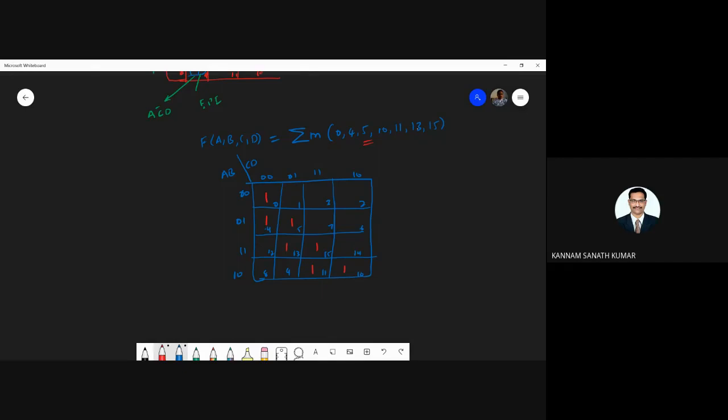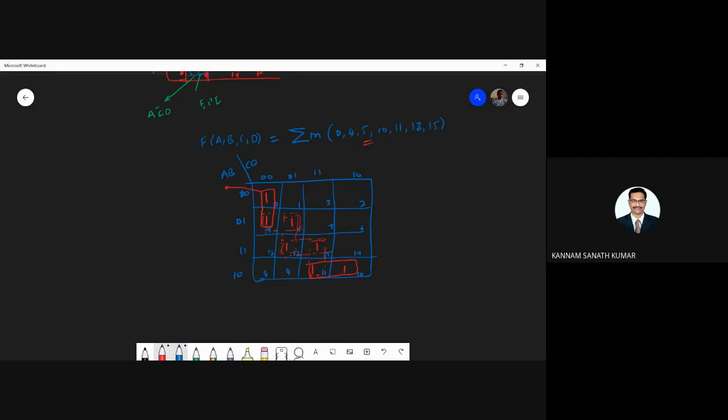Selective prime implicants are indicated in terms of a dotted line. So in terms of dotted line, if you see, this one makes one pair, and this one makes one pair, and this one makes one pair, this one makes one pair, and this one makes one pair.